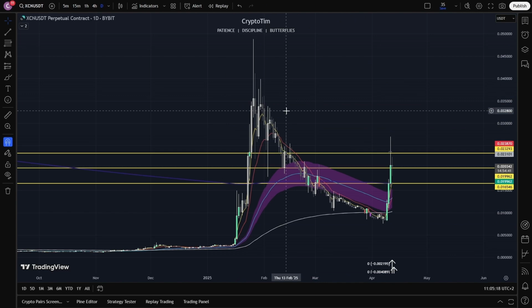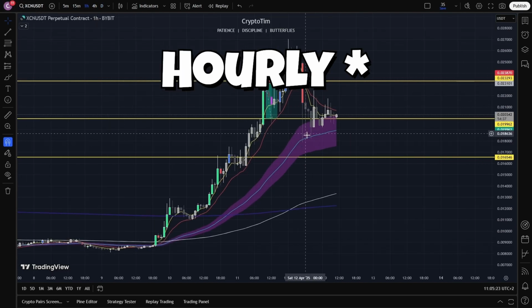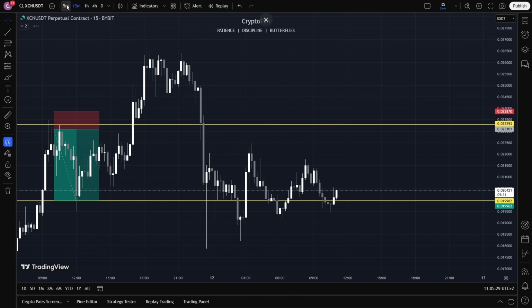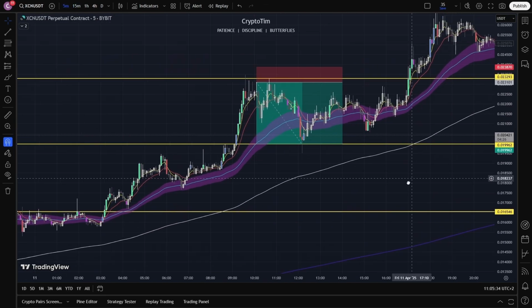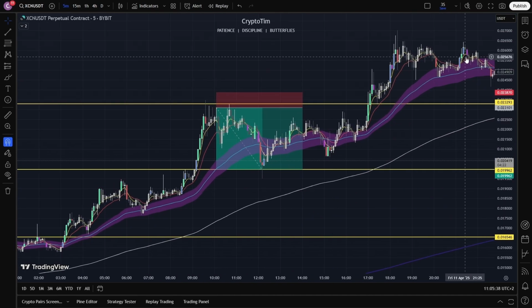On the daily, we can see they went all the way down to the 50 EMA, found some support there, and it's been ranging a bit. But that's pretty much everything we can say about this trade in hindsight. Clean entry, clean TP, bounce off the TP, and went higher.